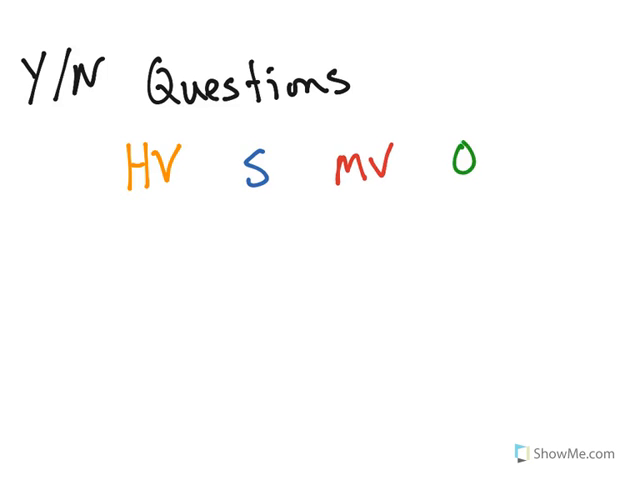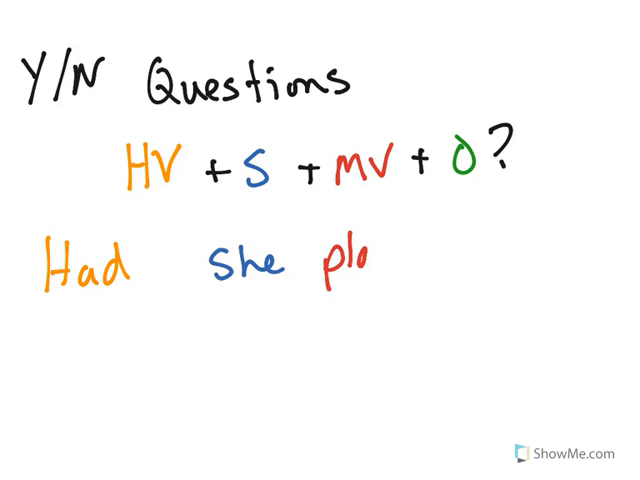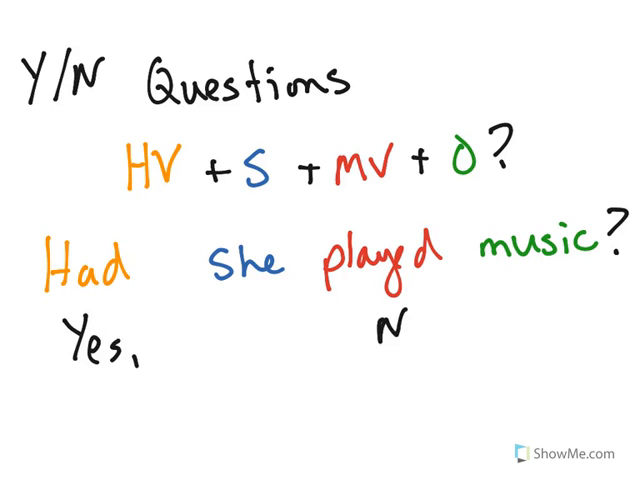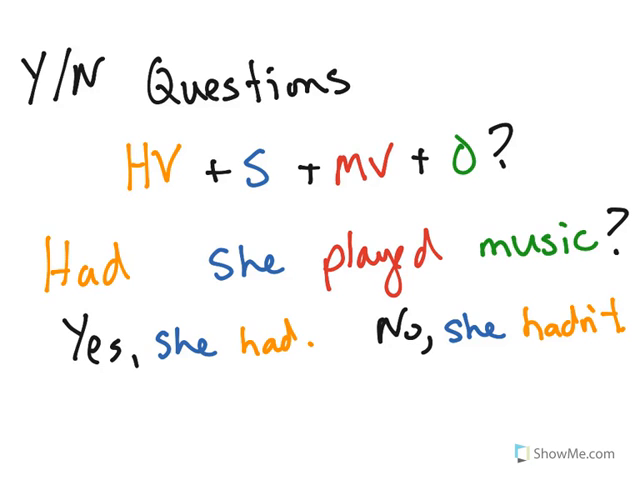If I do a yes/no question, I start with the helping verb, then my subject, then my main verb, and then my object. So it would be something like this: had she played music? Had she played music? And then the short form, of course, we're going to use yes or no as our answer. Short form for yes would be yes, she had. Use that helping verb there. And then for negative, no, she hadn't. I use the contraction form there.